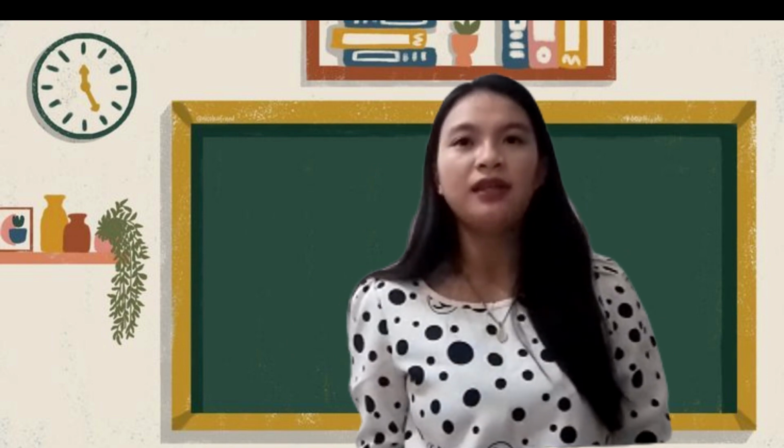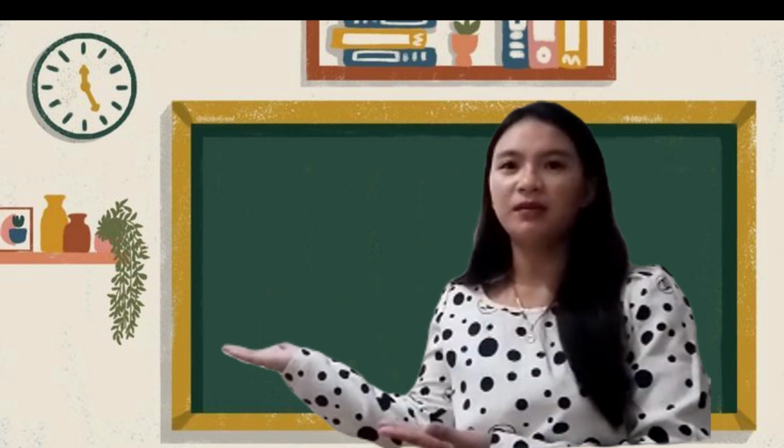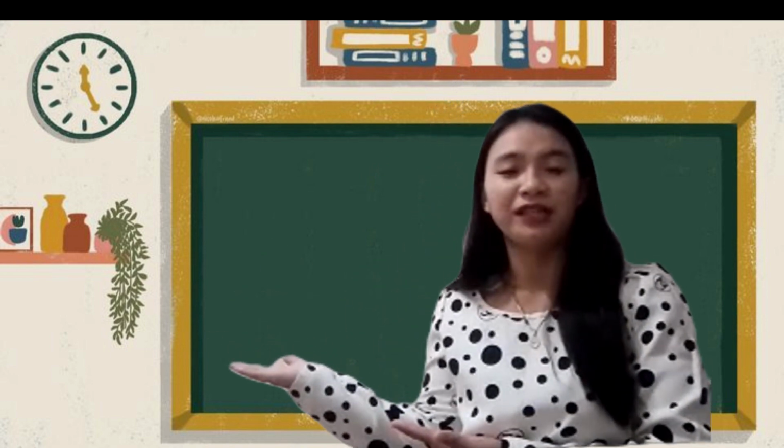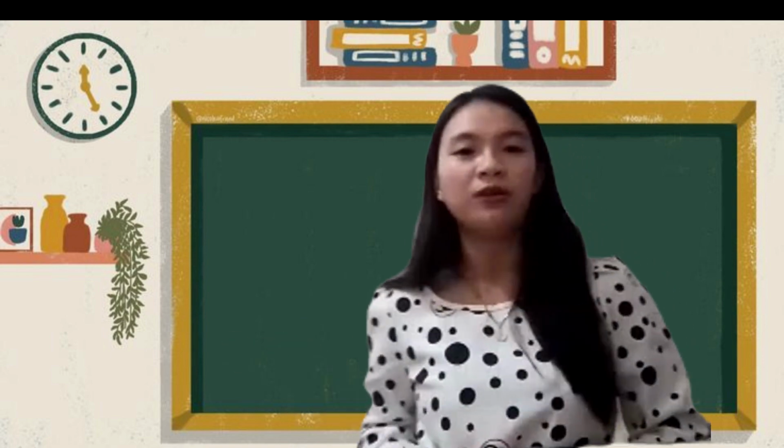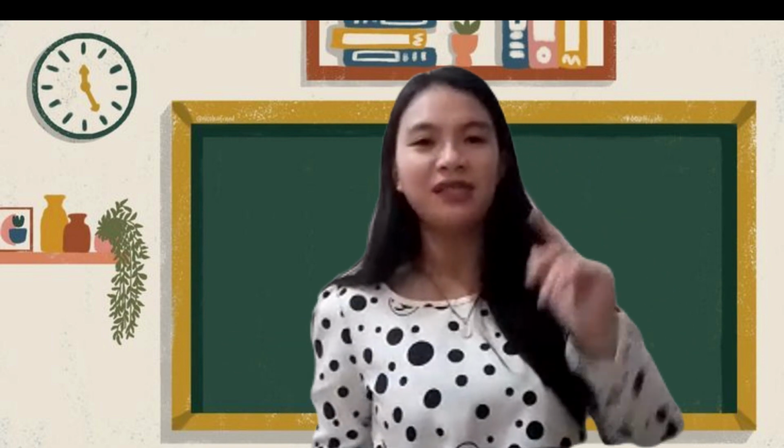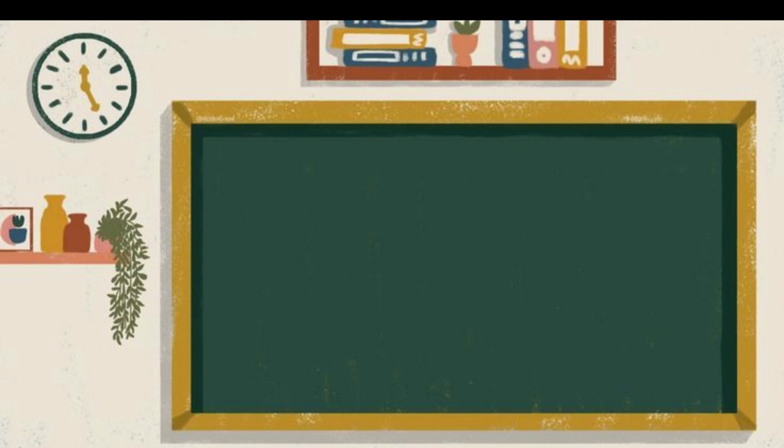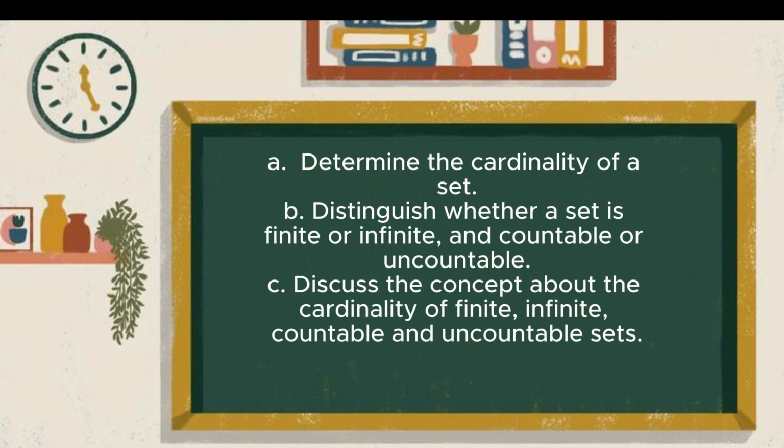For this lesson, these are the following objectives that we need to meet at the end of our discussion. Anyone who can read? Okay, yes, Miss Aguilar. So, our objectives are: first, determine the cardinality of a set. Next, distinguish whether a set is finite or infinite and countable or uncountable. And then last, discuss the concept about the cardinality of finite, infinite, countable, and uncountable sets.